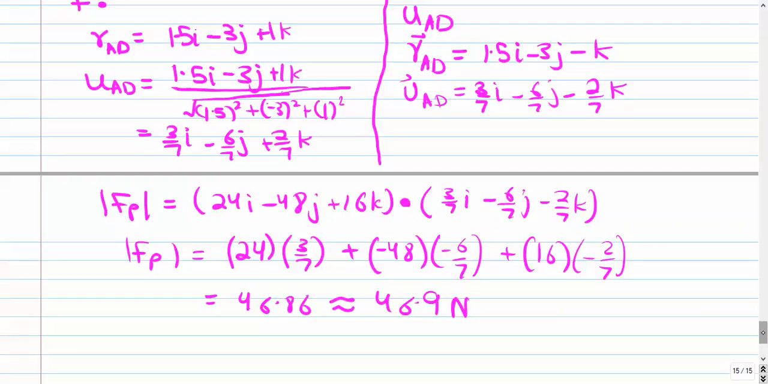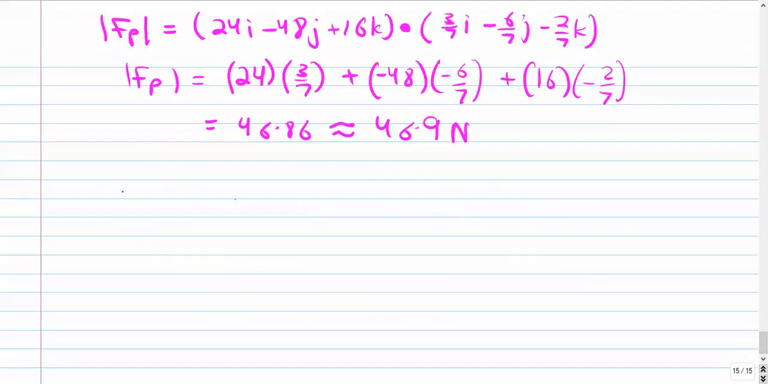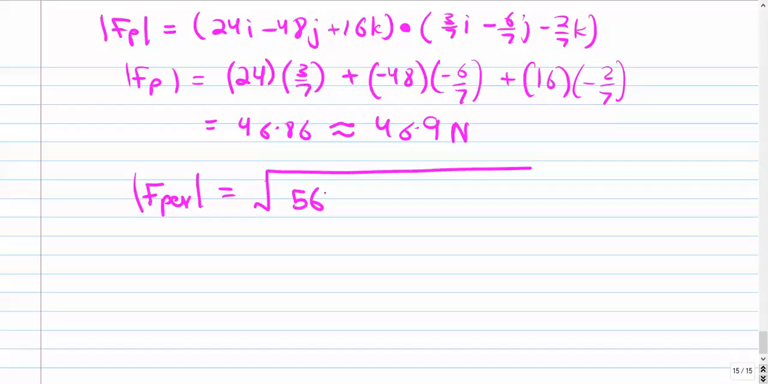Now that we have the magnitude for the parallel component, we can find the perpendicular component to the axis line using the Pythagoras theorem. And once we apply the Pythagoras theorem, I'm going to skip to the last step. We get the magnitude of the perpendicular component is equal to 30.7 newtons.